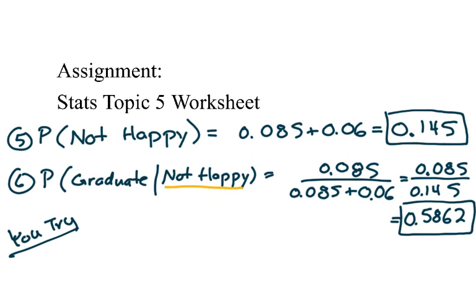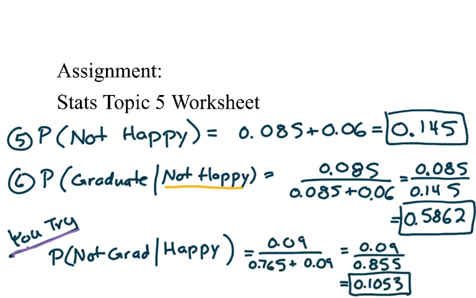All right, I'd like you to try this U-try, find the probability that somebody did not graduate, given that they are happy. Let's go ahead and pause the video and try the U-try. All right, check your answer. Remember, we are only looking at the people that are happy. So here's my happy group. So the probability out of this group they did not graduate is the 0.09, and then you divide them.